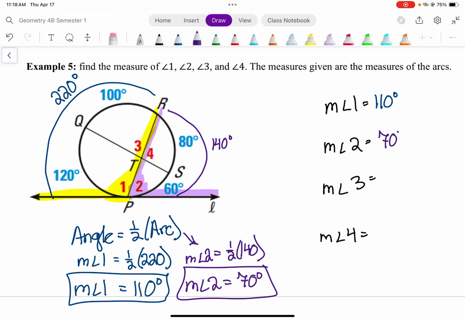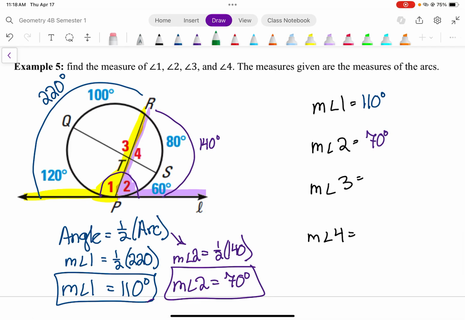And that makes sense because if we look at angles 1 and 2, those two should be supplementary. They should add up to 180. So if we check 110 plus 70, that does equal 180, meaning that we were able to do that problem correctly.